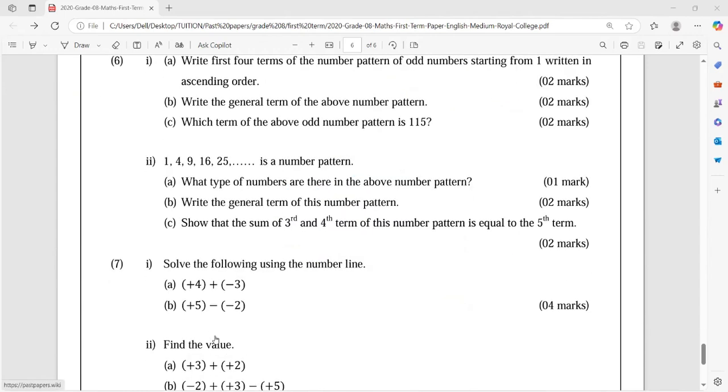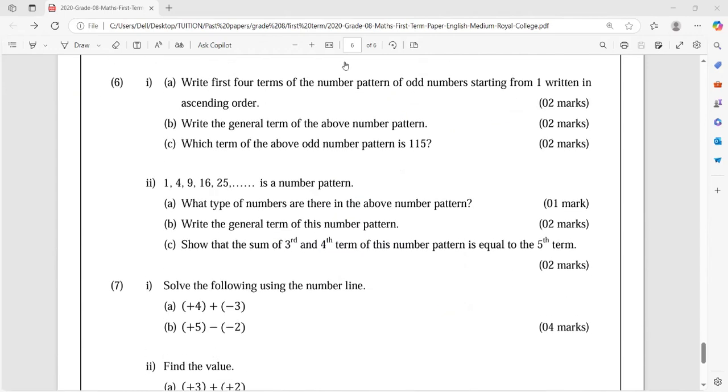And let's go to question number 6. Write the first 4 terms of the number pattern of odd numbers starting from 1 in ascending order. If it is odd numbers, you can get it like this. Starting from 1, 3, 5, 7, and 9. These are the first 5 terms of the odd number pattern starting from 1. Write the general term of the above number pattern. I think it is better to remember this. So, the general term for the odd numbers is 2n minus 1.